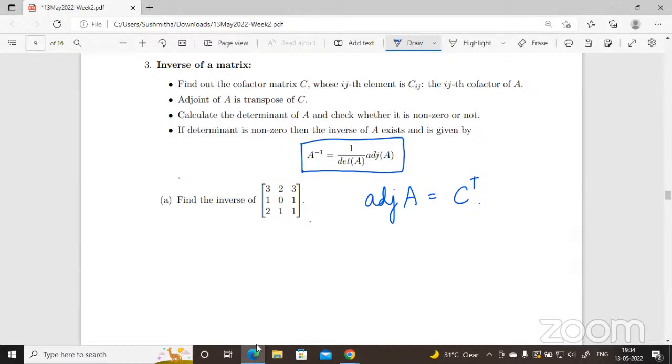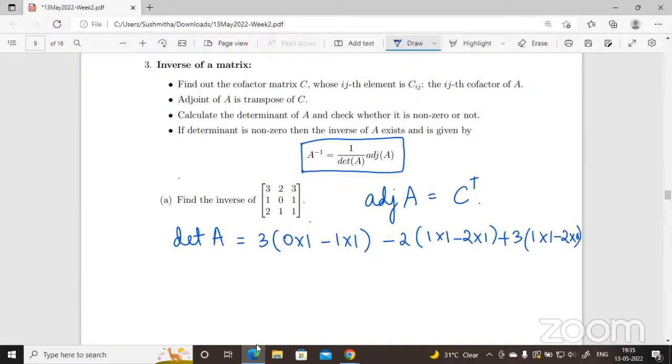What is the determinant first? Expanding along the first row, it will be 3 minus 3 times 0 minus 1 into 1 minus 2 into 1, plus 3 times 1 into 1 minus 2 into 0. So this is 3 minus 1 plus 2, which is 3 minus 3, 2. Okay.